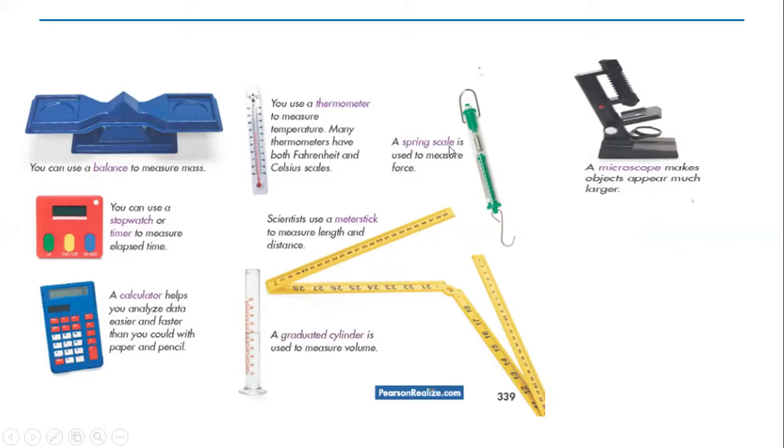Here we have a spring scale used to measure force, to measure the weight. Scientists also use this meter stick to measure length and distance. To measure length and distance. This is a graduated cylinder to measure the volume. To measure the volume.